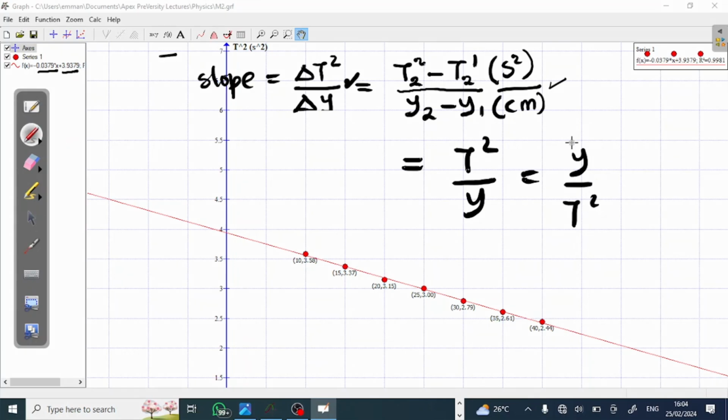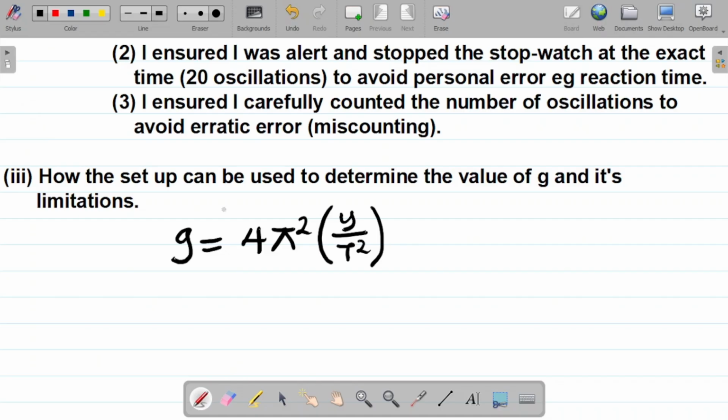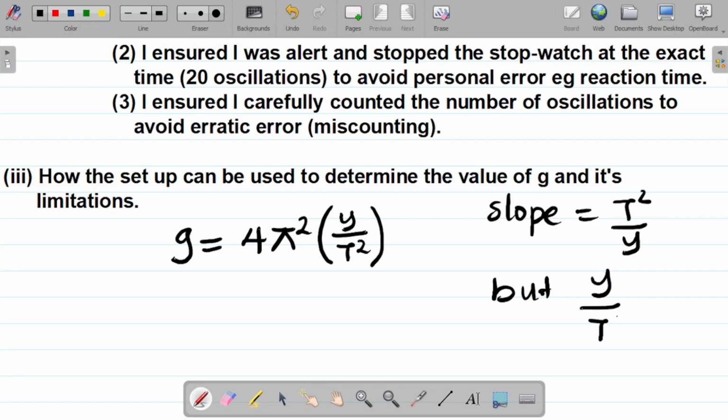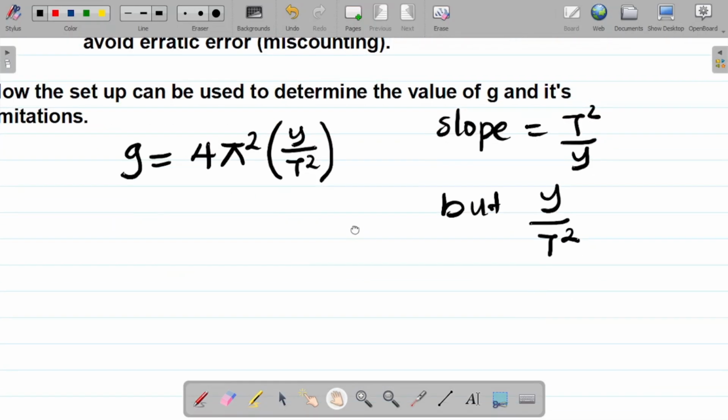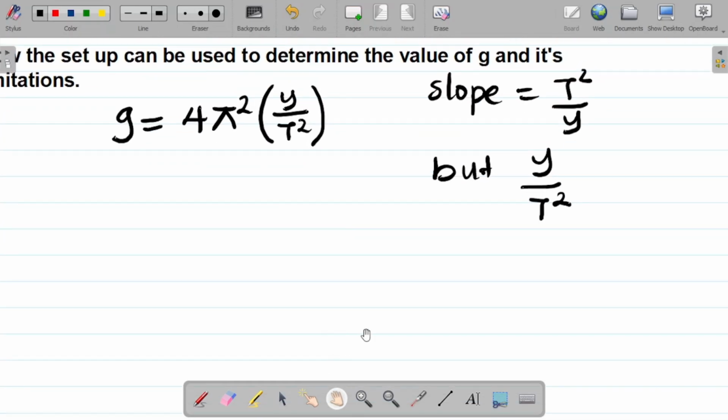How do I get y over t squared? What do I do? I will simply have to take the inverse. So I'm saying that my slope is given in t squared all over y, but I need y over t squared. So what do I do? The simple mathematical idea would be to take the inverse of the slope.